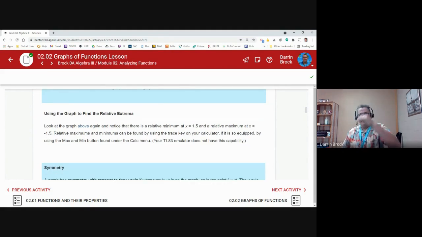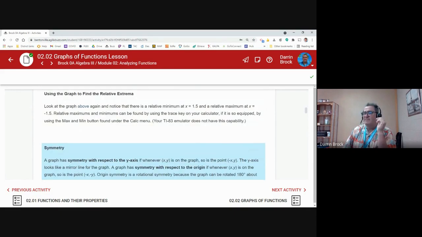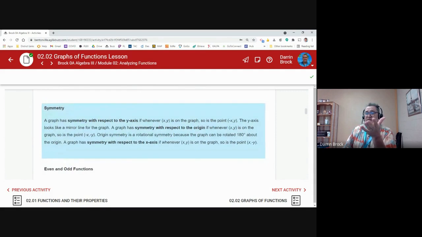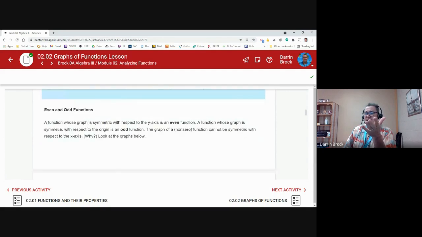I mean, that's the extreme. That's the highest point or the minimum, the lowest point. Symmetry. Okay, let's talk about symmetry and even and odd. So I'm going to switch back to my paper for this.